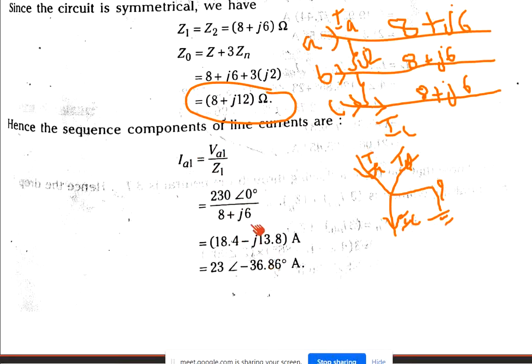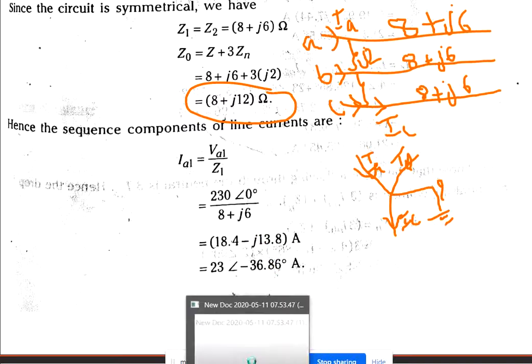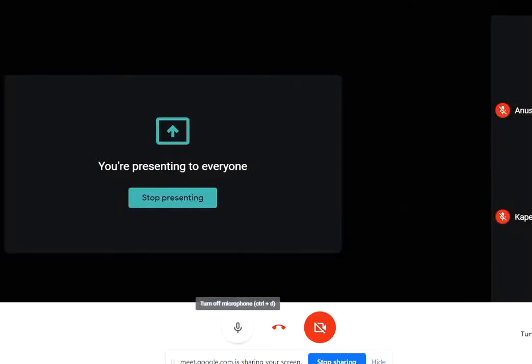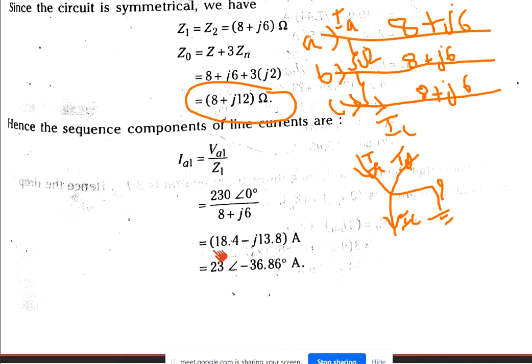Similarly, you need to find the negative sequence component of line current. What is the formula? Just as we find IA1 equals VA1 by Z1, in the same way, how will we find IA2?